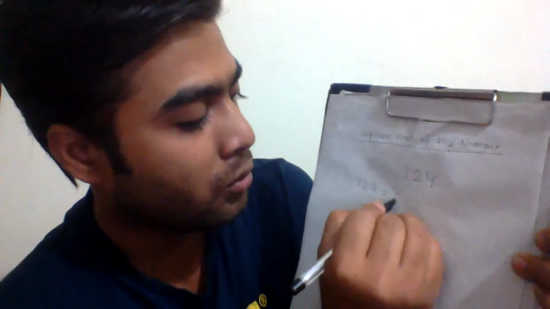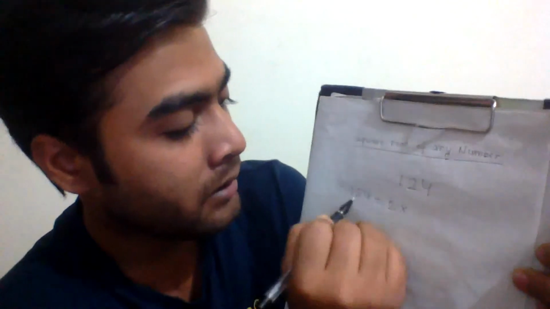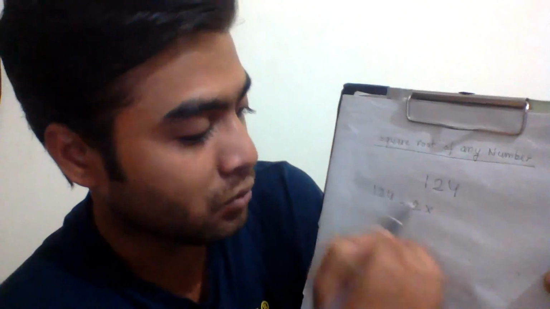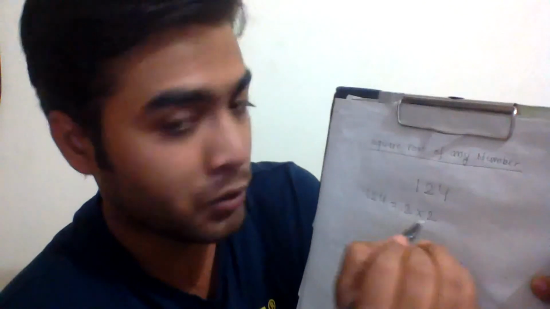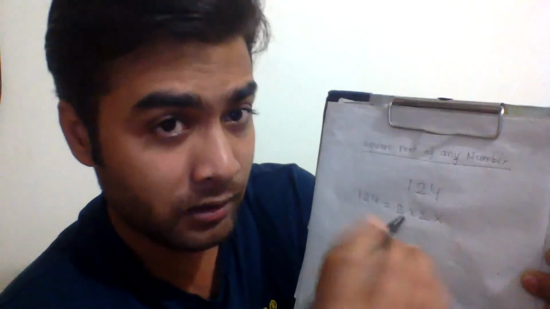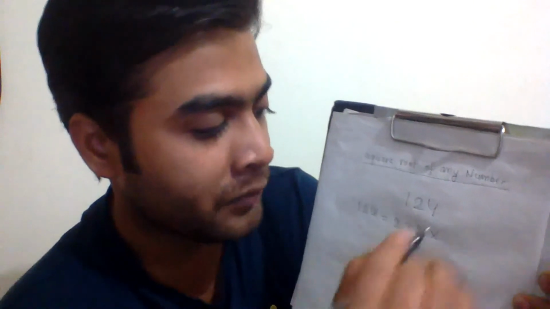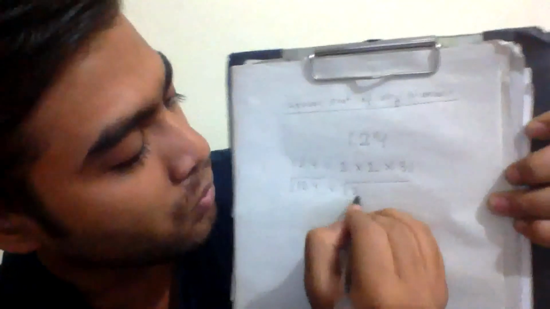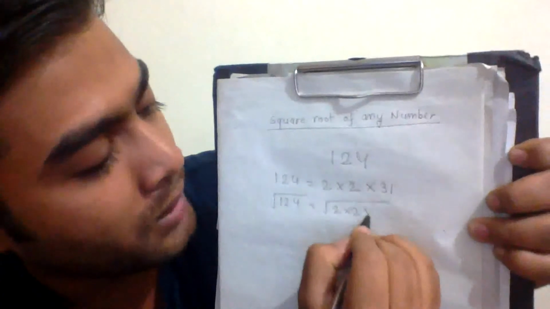That will be 2 multiplied by, when I divide 124 by 2, the quotient over here will be 62. Now again 2, the quotient will be 31, and 31 is not a multiple of any number, it is itself a prime number, so I'll write 31. So the square root of 124 will be equal to root under 2 multiplied by 2 multiplied by 31.